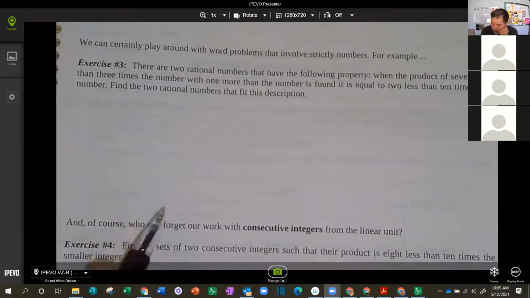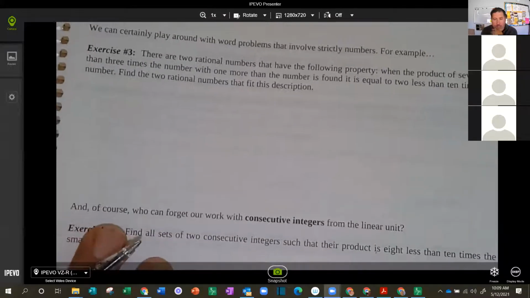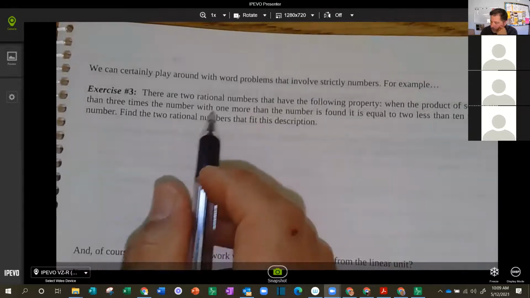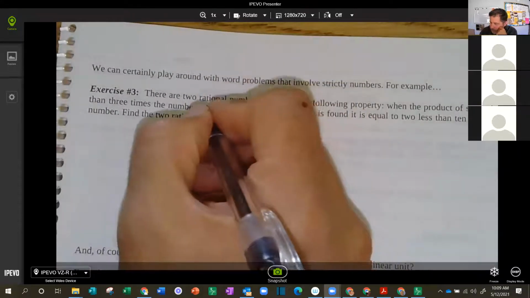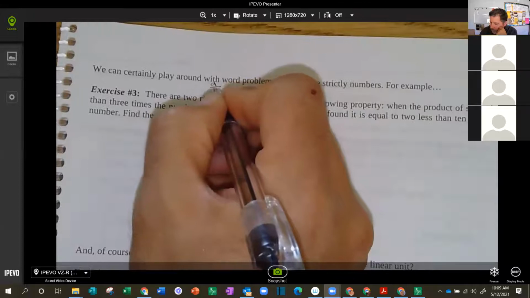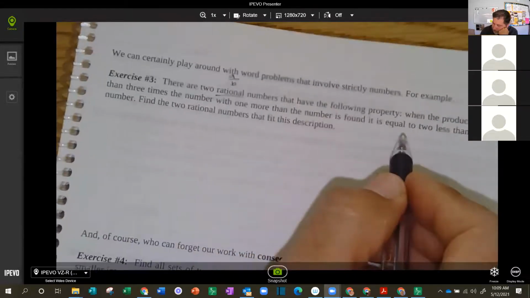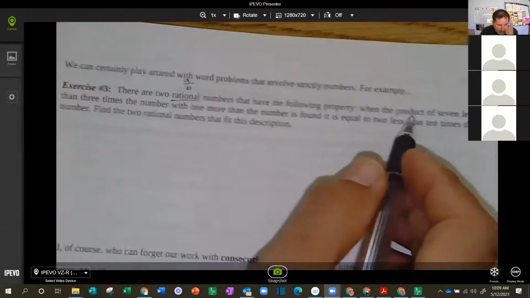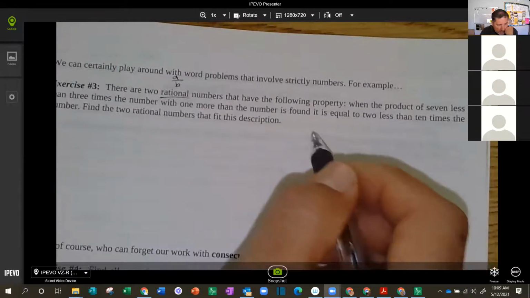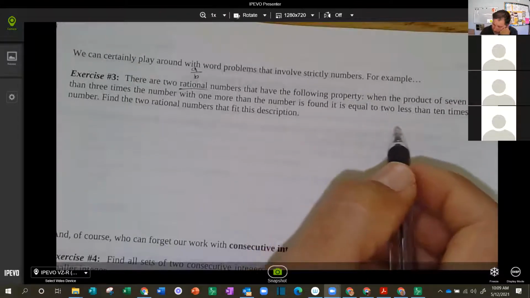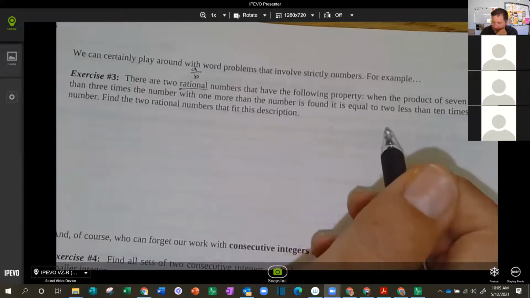Now, this one gets a little dense, so a highlighter or underlining is super important. There are 2 rational numbers. Well, what's a rational number? It's any number of A over B. I'll get more into it in a second. I'll read it first. That have the following property. When the product of 7 less than 3 times the number and 1 more than the number is found, it is equal to 2 less than 10 times the number.